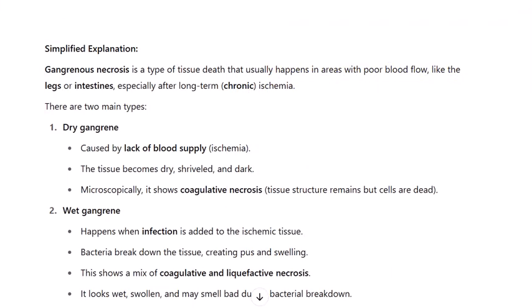Simplified explanation. Gangrenous necrosis is a type of tissue death that usually happens in areas with poor blood flow, like the legs or intestines, especially after long-term, chronic ischemia. There are two main types. Dry gangrene. Caused by lack of blood supply, ischemia.